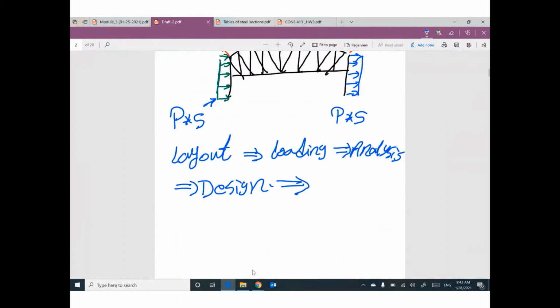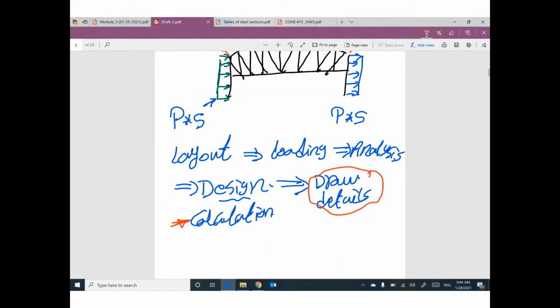After design, you need to draw details, because your design is just calculations. Do you think the worker or the builder will use your calculations? I don't think so. The worker on the site, I think he needs drawings. So you need to use AutoCAD one more time to draw more details about connections, about members, about all of this stuff.